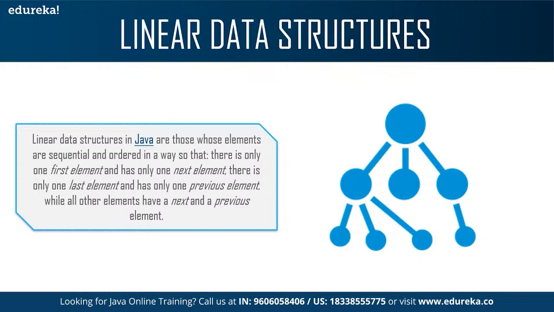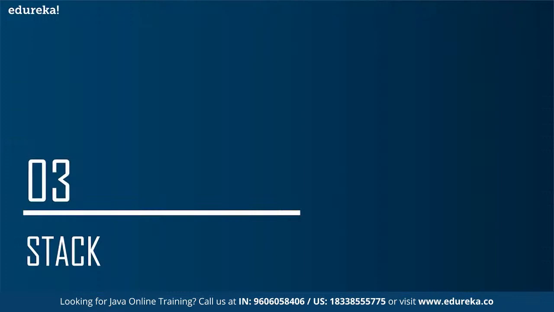So there cannot be any multiple previous elements or multiple next elements. But all the other elements have a next and a previous element. Note that there is only one previous and one next element. Simple. So based on these categories, linear data structures are divided into stack, queue, and linked list.